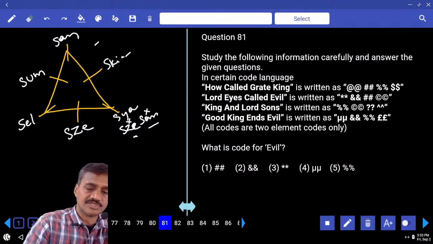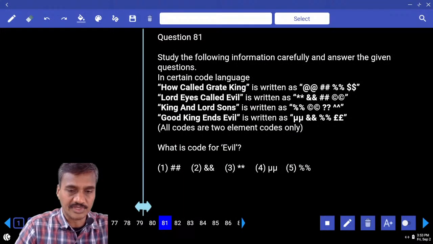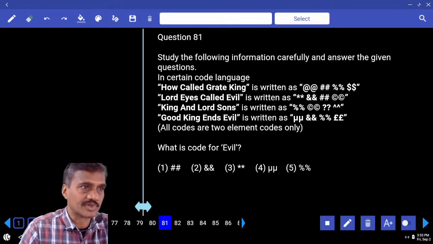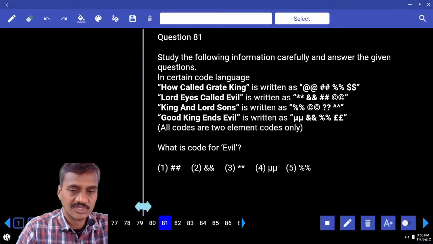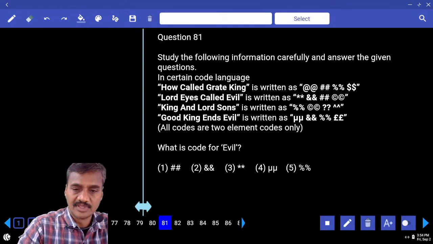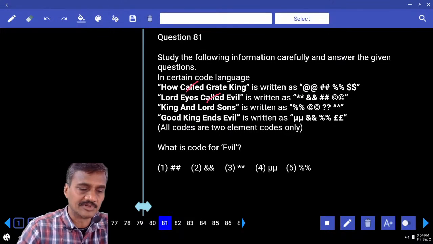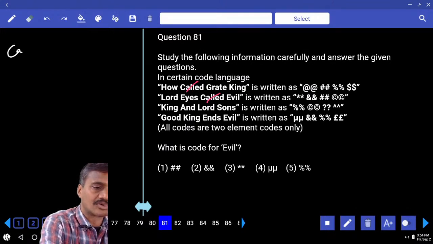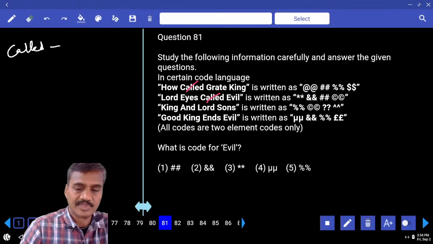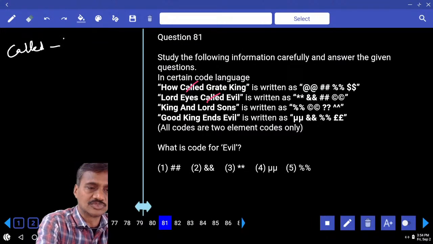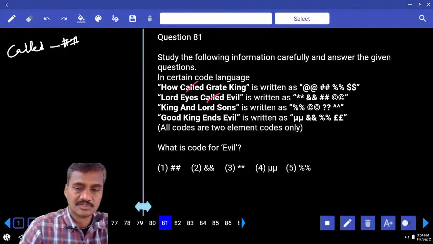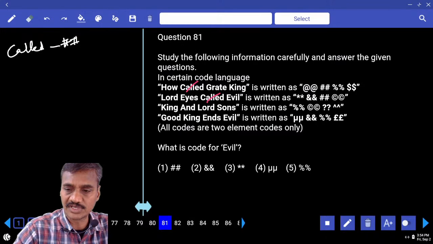Then 81 onwards, it is based on coding and decoding. If you compare the first and the second statement, "how called great king": called is the word that is common between the first and the second. And the code that is common between these two is hash. Done? Called is hash.